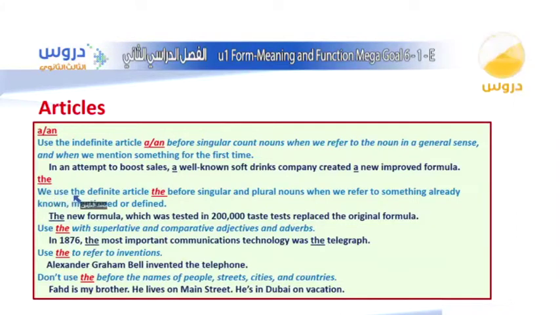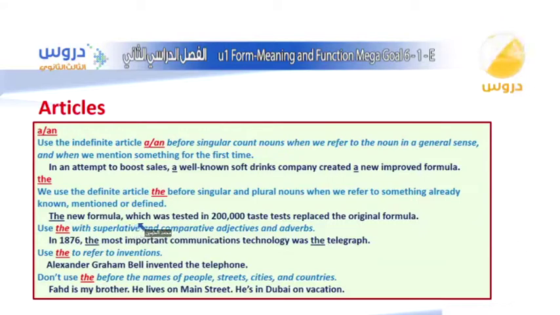We use the definite article the, and sometimes some people pronounce it as thee before vowels, before singular and plural nouns. So a, an is just before singular nouns, but the is for both singular and plural nouns, when we refer to something already known, something we knew before, or mentioned, or defined. It doesn't matter whether it is singular, one, or plural, more than one.